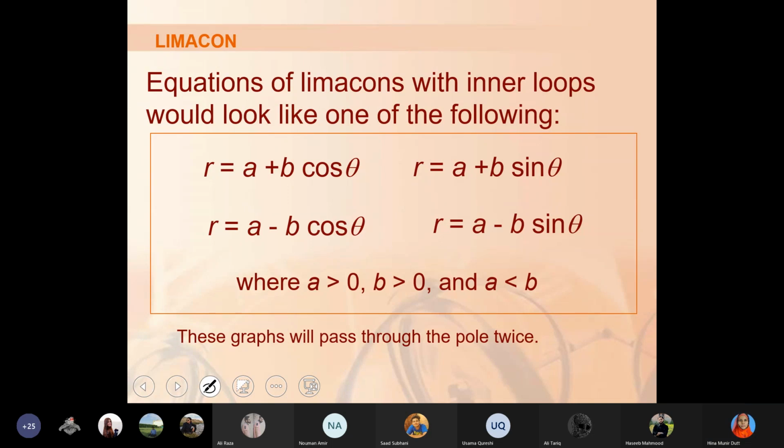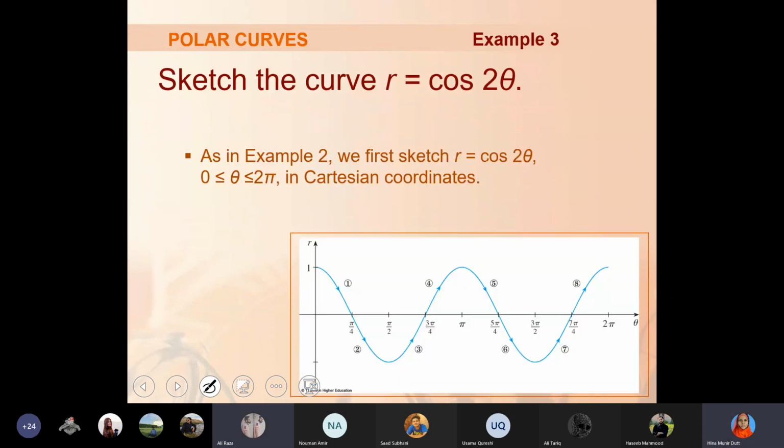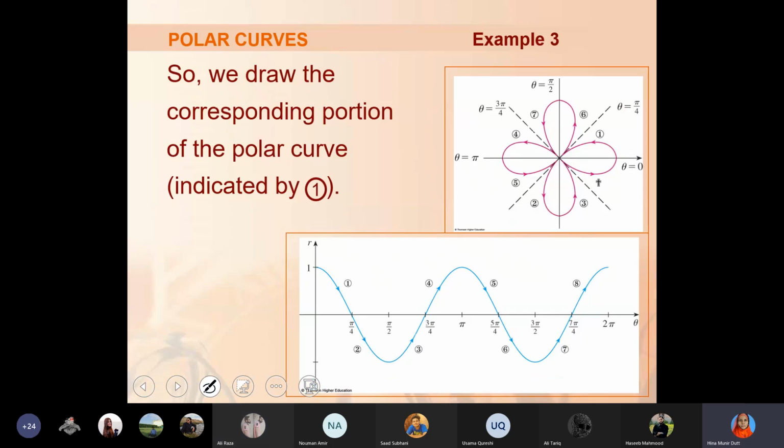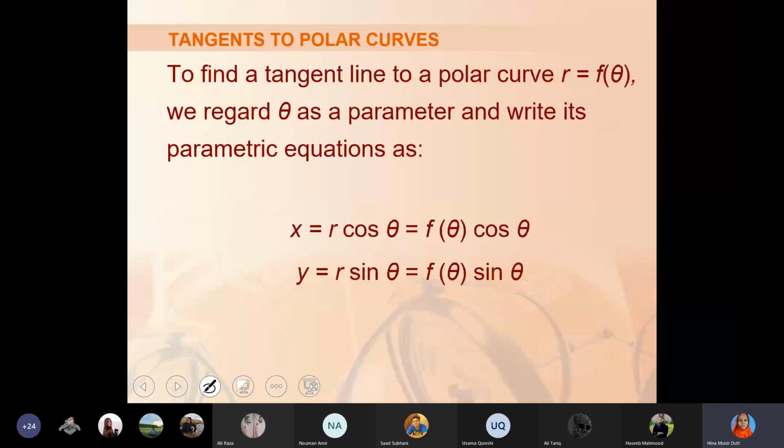Okay, now I will ask you to draw one more in your class activity. Draw one curve. Okay, tangents to polar curves. To find the equation of the tangents to a polar curve, r is equal to f of theta.